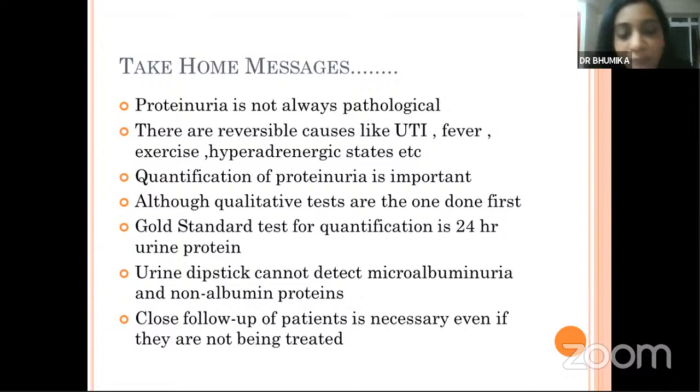And close follow-up of patients is necessary, even if they are not being treated.